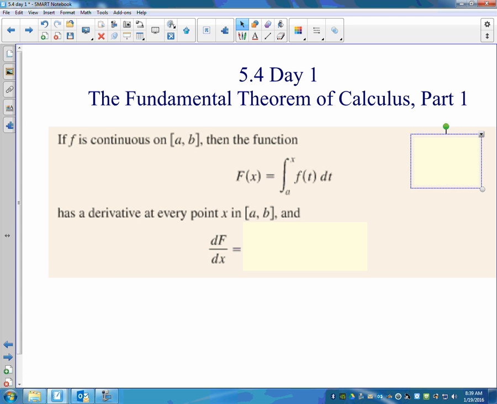So it says the integral from a to x of little f of t. That function has a derivative at every point in the interval from a to b, and the derivative df over dx.